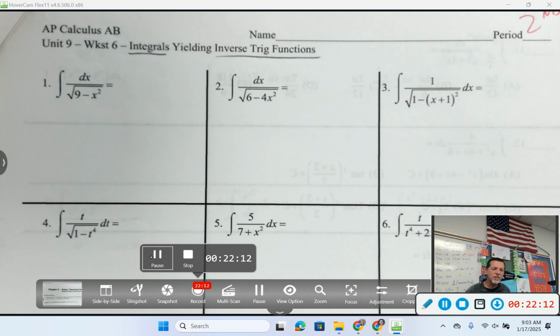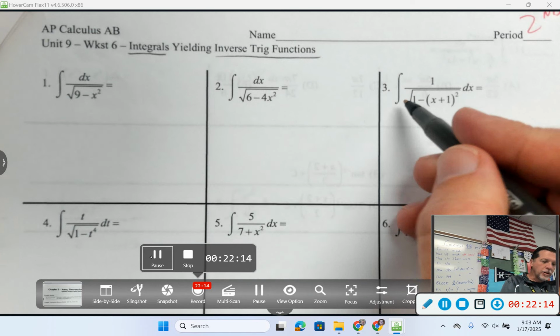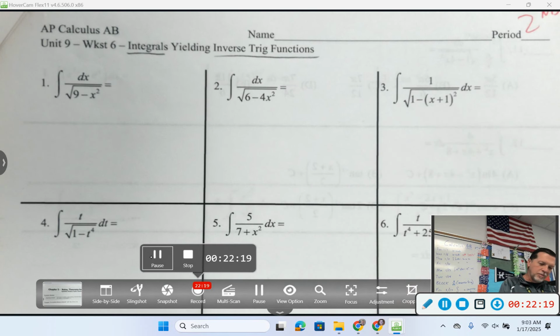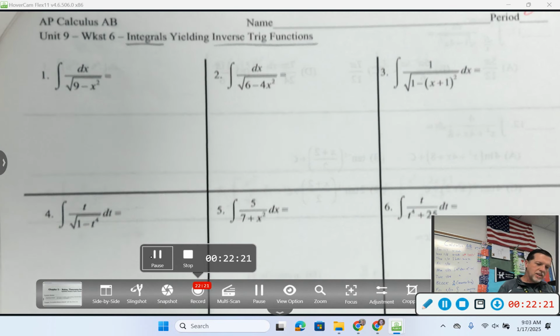I think it's still arc sine, because they're all arc sine and arctangent. There's a square root, so it's going to be arc sine. That's the easy way to know.